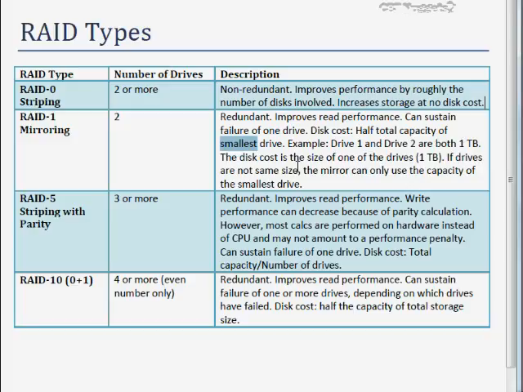But if I have one drive that's 500 gigabytes and the other drive is 1 terabyte, with a mirror, it can only be as large as the smallest hard drive. So in this case, my mirror would be 500 gigabytes. Okay, so that's just an example of how all that works.